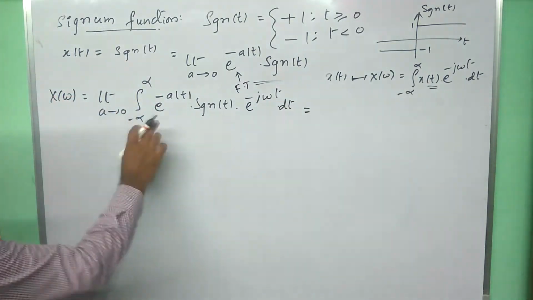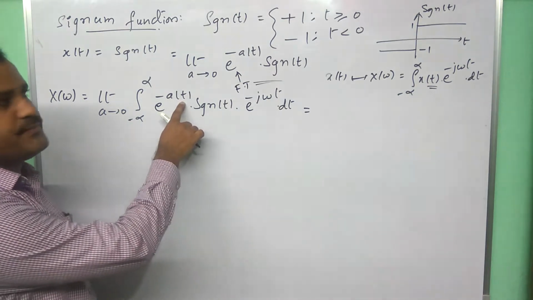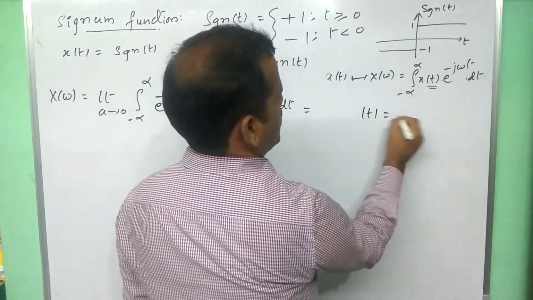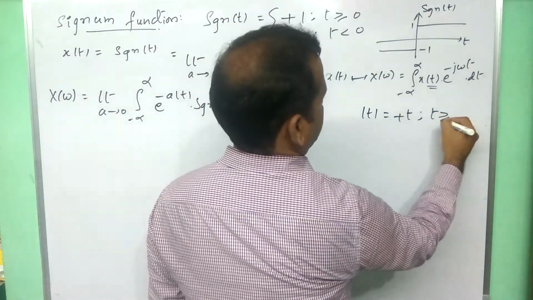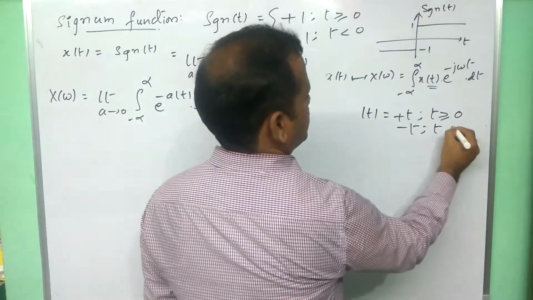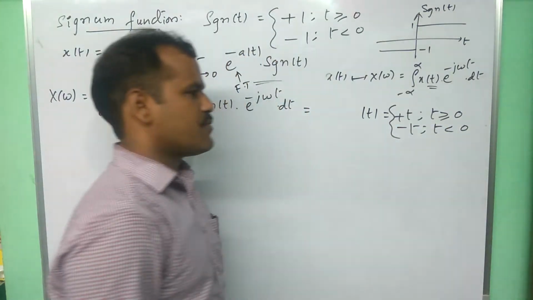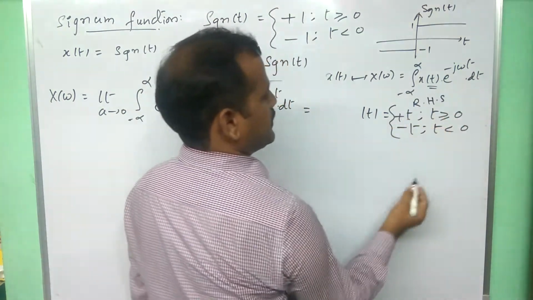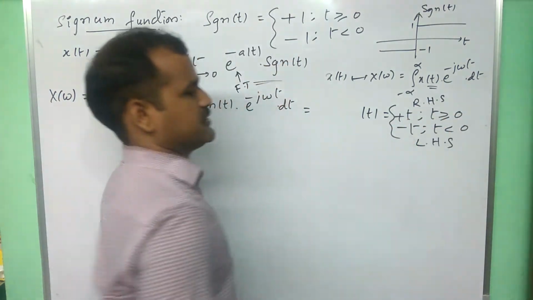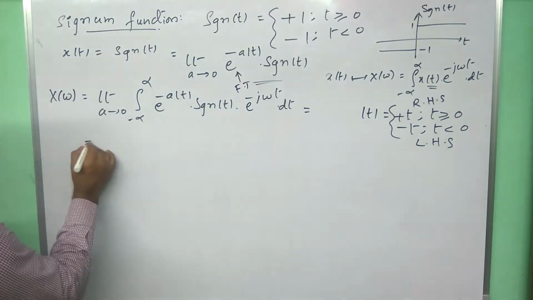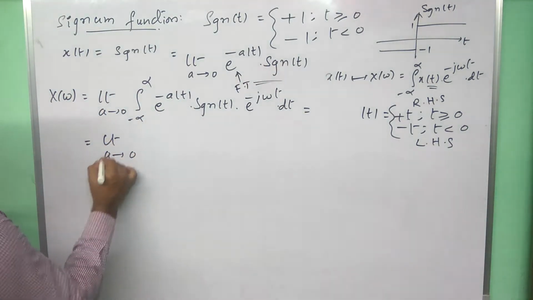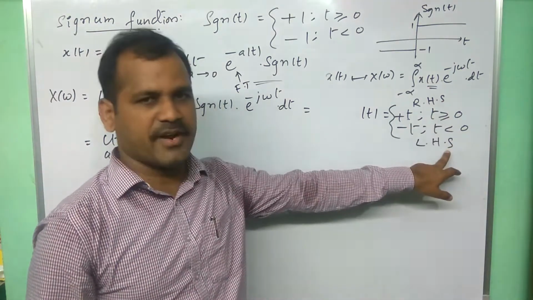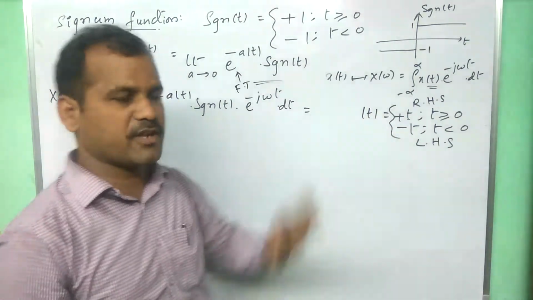First, the mod t here. We know the mod t expansion: mod t is equal to plus t for t greater than or equal to 0 and minus t for t less than 0. Simply, on the right hand side we take plus t, on the left hand side we take minus t. That is the nature of mod t. So, with limit a tending to 0, I am dividing this integral into two terms, one on the right hand side and the other on the left hand side, so that mod t can be taken in two terms like this.